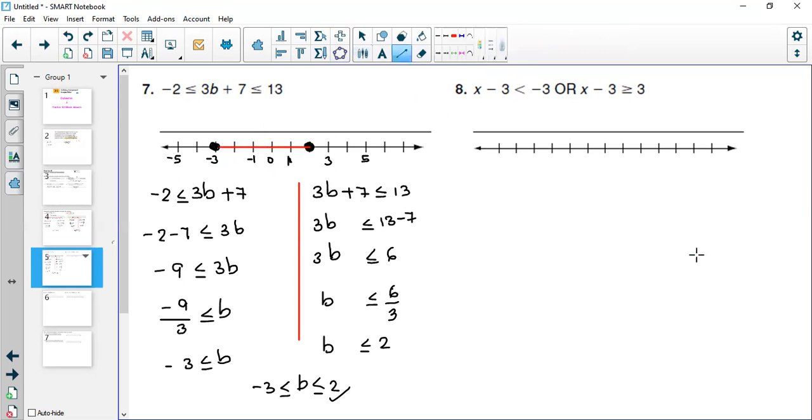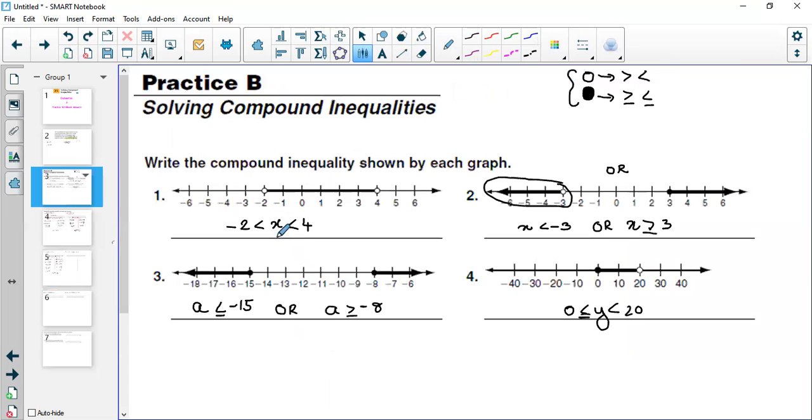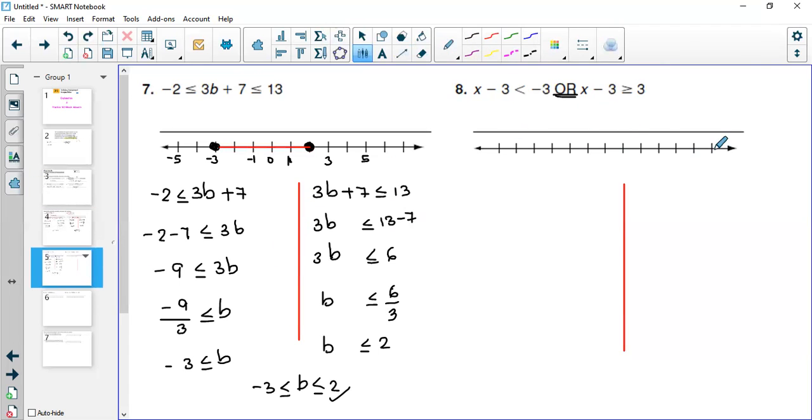So similarly, same thing here, but you have to be careful because the inequality has already been separated by the word or. So what did we just do in the previous one? If there is the word or, observe the graph. The arrows are in two ways. So the same thing is going to happen to the graph here. So the first inequality is x minus 3 is less than -3. And the other one is x minus 3 is greater or equal to 3.